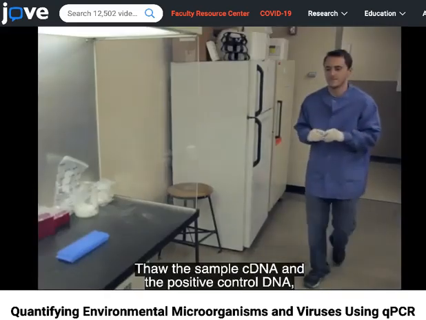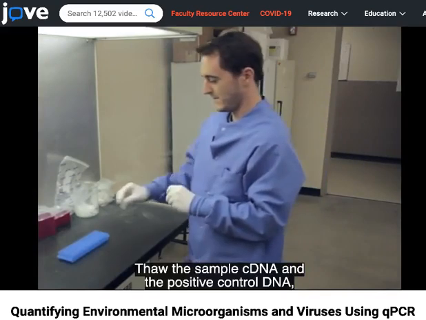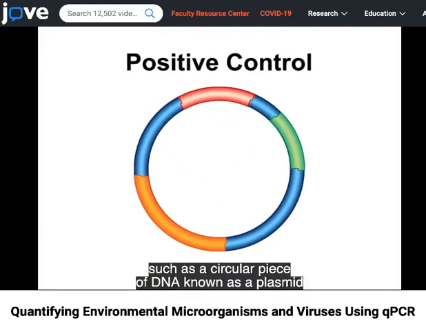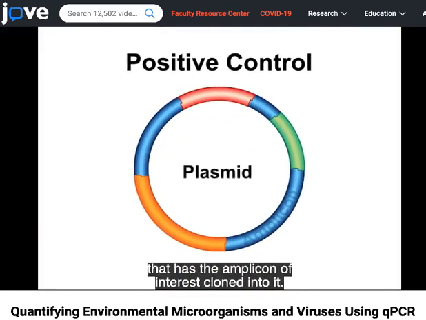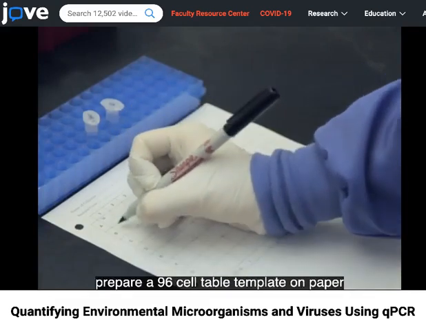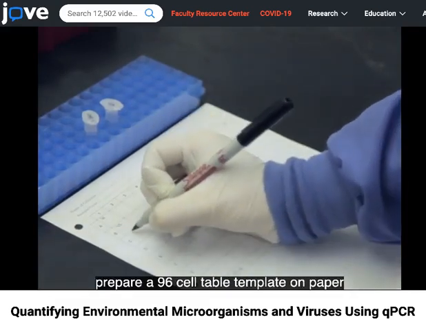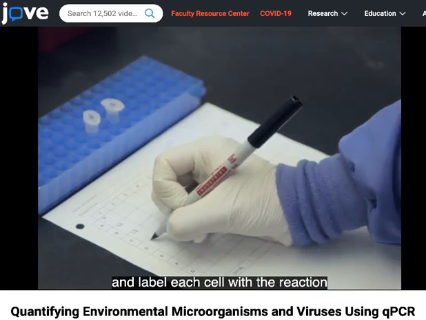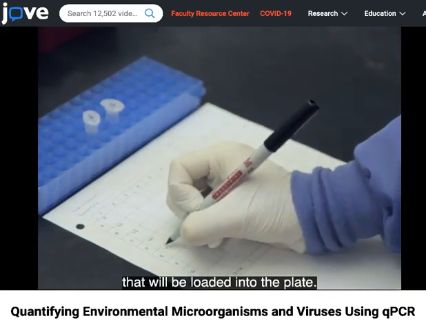Thaw the sample cDNA and a positive control DNA, such as a circular piece of DNA known as a plasmid that has the amplicon of interest cloned into it. Before assembling the reactions in a 96-well qPCR plate, prepare a 96-cell table template on paper and label each cell with the reaction that will be loaded into the plate.